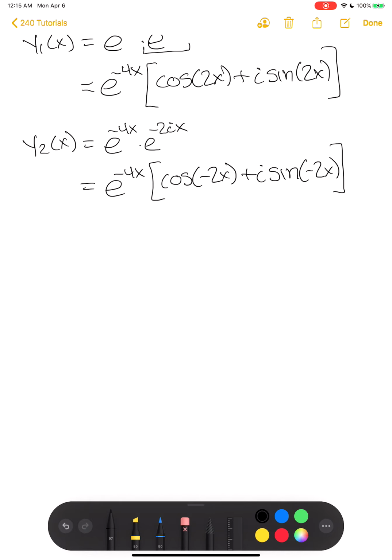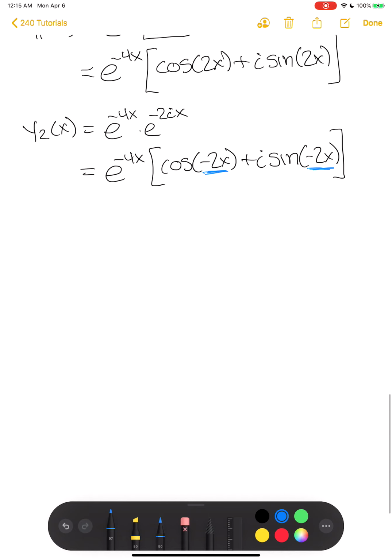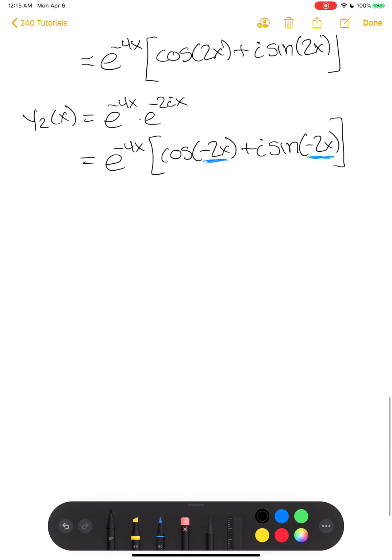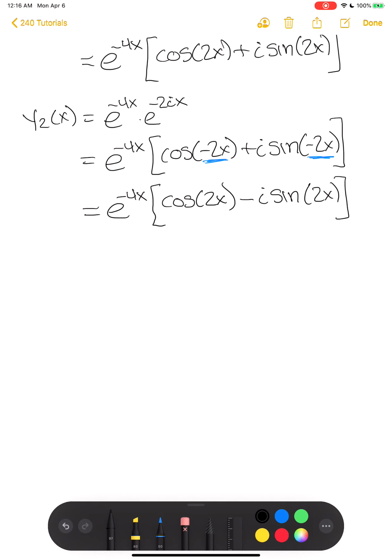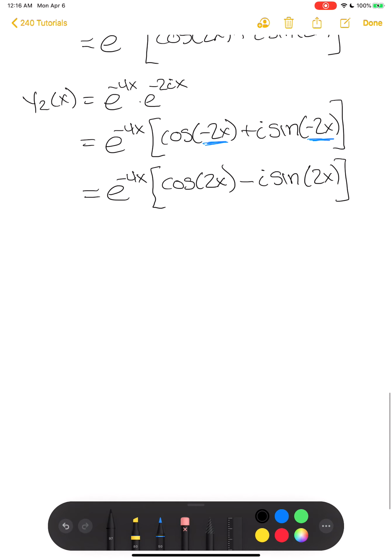And the last important part here is that I want to get these negative signs out of here. I don't really like having negative signs inside trigonometric functions. So I know cosine is even, so cosine of negative 2x is the same as cosine of 2x. And sine is odd, so I know that sine of negative 2x is negative sine of 2x. If that was quick, just brush up on even and odd functions. And this is what we get, okay?